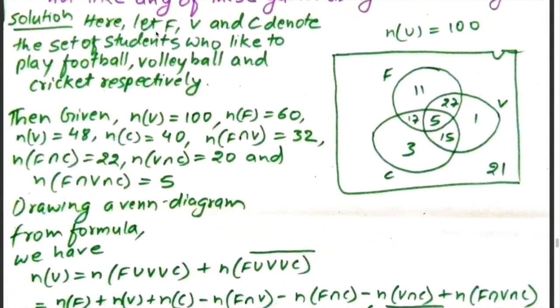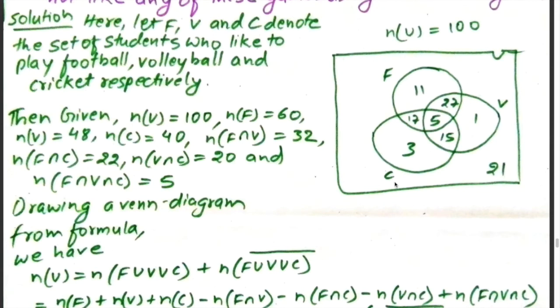Solution here. Let F, V, and C denote the sets of students who like to play football, volleyball, and cricket respectively. Then given n(U) = 100, n(F) = 60, n(V) = 48, n(C) = 40, n(F ∩ V) = 32, n(F ∩ C) = 22, n(V ∩ C) = 20, and n(F ∩ V ∩ C) = 5. Here we draw the Venn diagram, where all this information shall be provided.